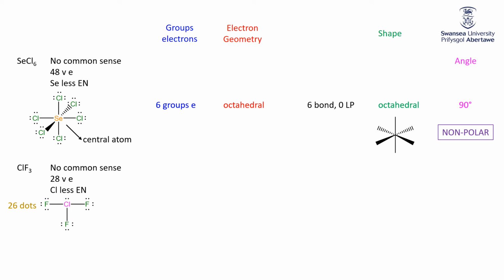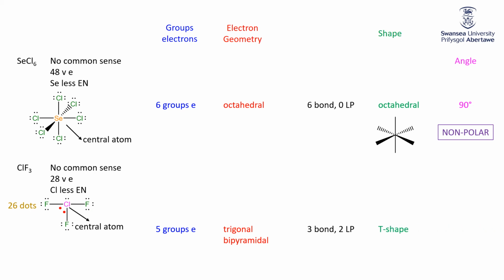The only way you can increase the number of dots from this is to go hypervalent, and you go hypervalent on the central atom, thus the chlorine gets an extra lone pair. Now there's 28 dots. 5 groups of electrons around that chlorine, 5 groups again, trigonal bipyramid, we saw that on the previous slide. Here, however, the shape is not trigonal bipyramid because we've got 3 bonding and 2 lone pairs.